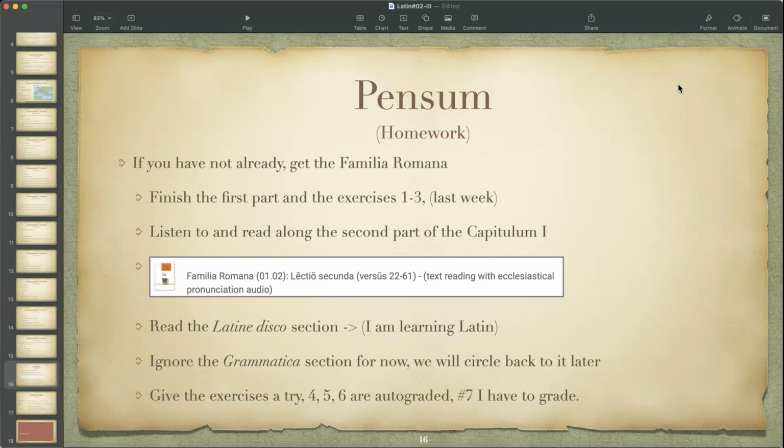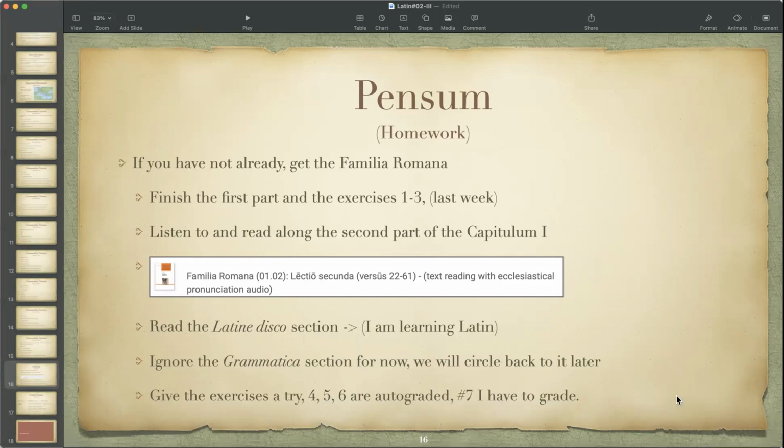But go to the second part of Chapter 1 and start reading the Latine Disco. I am learning Latin section. And it said, ignore grammatica. If you want to read it, go ahead. And then we're going to try and give exercises 4, 5, and 6, which are auto-graded. Those you will need macrons, and apparently those don't have a problem.